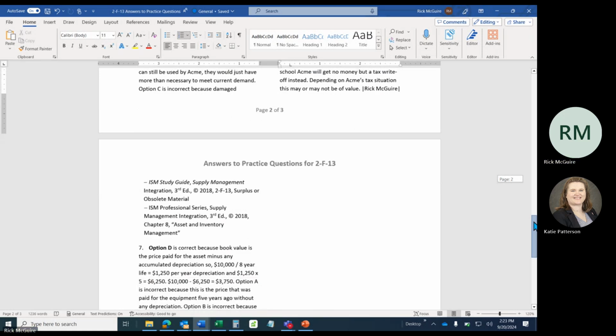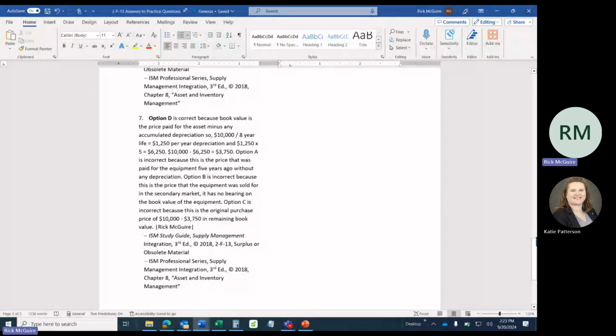And 7, book value is the price paid for the asset minus any accumulated depreciation. So they're depreciating at $12.50 a year, and $12.50 times 5 is $62.50, and then you minus that from the 10,000 and you get $37.50.